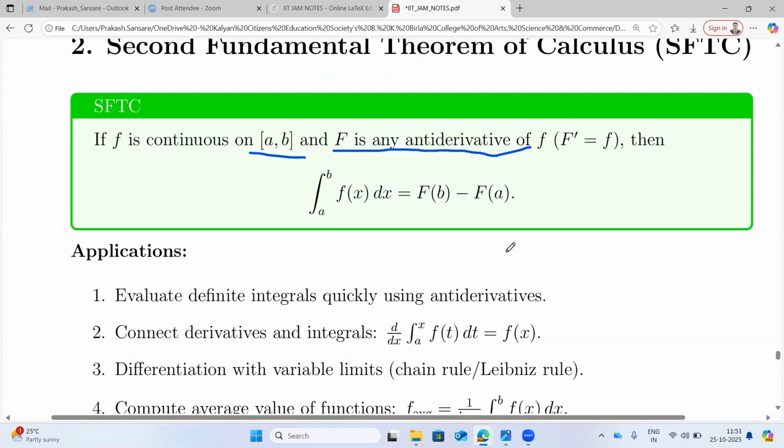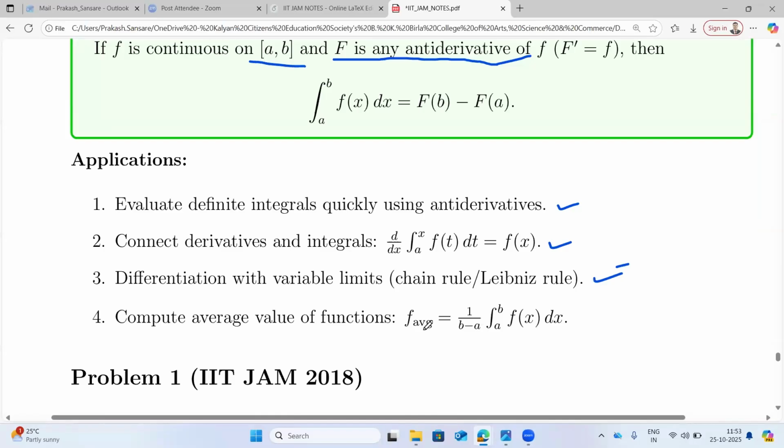So basically f is evaluated only at the endpoints. So what are the applications of this? It evaluates a definite integral quickly using the antiderivative. It connects the derivative and the integral, and differentiation without variable limits. Or maybe you can use the chain rule or the Leibniz rule. And this is a small formula.